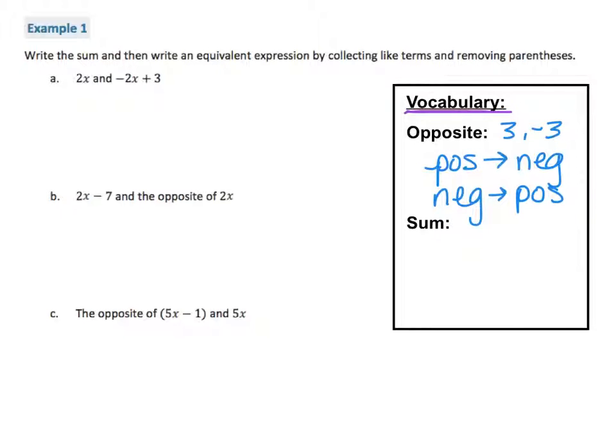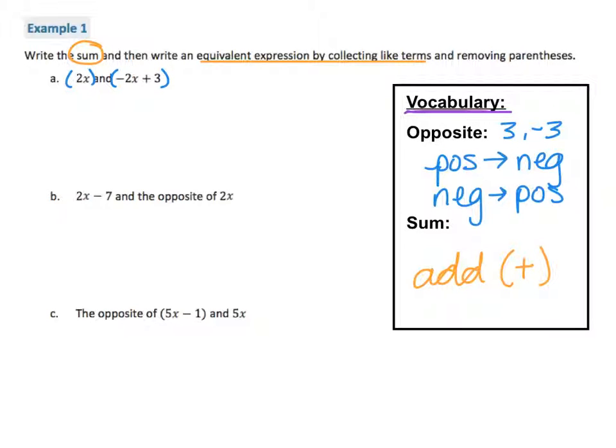The next thing we need to talk about is sum. Remember, if we take the sum of two things, we are going to be adding them together, okay? So, in our directions, it says to write the sum and then write an equivalent expression by collecting like terms and removing your parentheses. So to write our sum of 2x and negative 2x plus 3, the first thing we're going to do is take our expressions that we currently have and we're going to put them in parentheses.